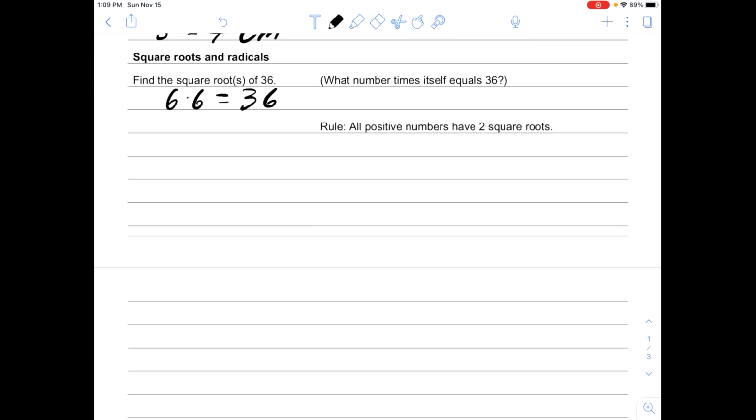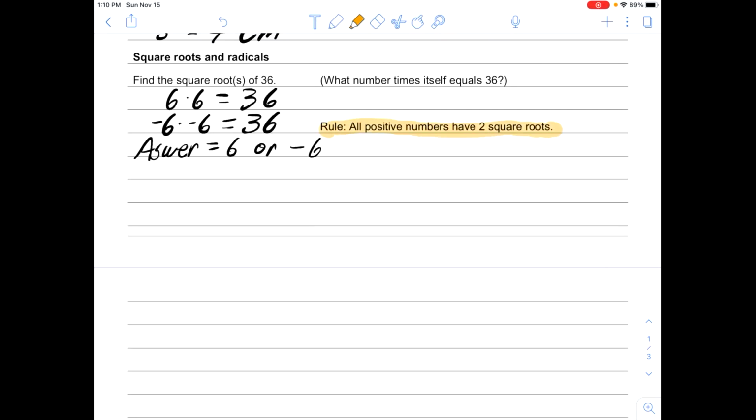But here's the thing. 6 times 6 equals 36, but negative 6 times negative 6 also equals 36, because a negative times a negative is positive. That means that my answer is 6 or negative 6. Which leads to my rule, which is that all positive numbers have 2 square roots.